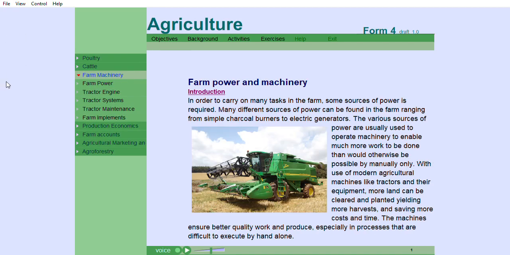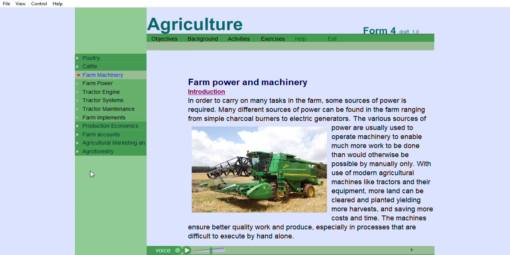Introduction. In order to carry on many tasks in the farm, some sources of power are required. Many different sources of power can be found in the farm, ranging from simple charcoal burners to electric generators. The various sources of power are usually used to operate machinery to enable much more work to be done than would otherwise be possible by hand alone.